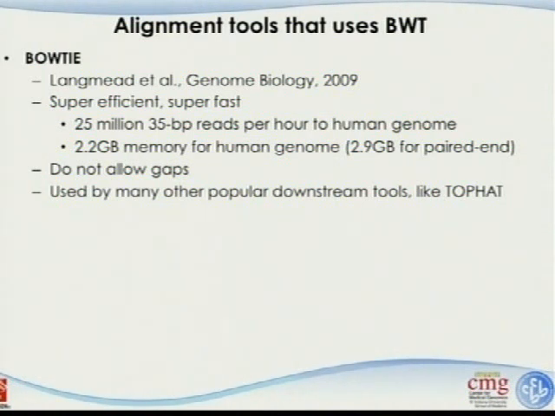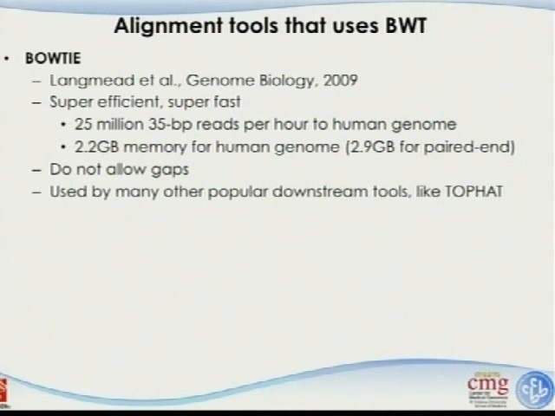The only problem for Bowtie is that it does not allow gaps. Okay, that's a major problem. Because we know that insertions and deletions are one of the things we are very much interested in, in terms of identifying one type of genetic variant. Okay? And if you do not allow gaps, all those will be missed.